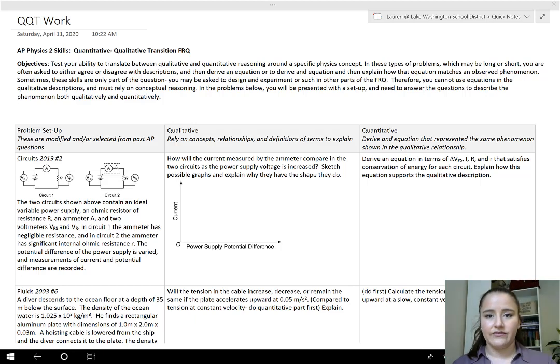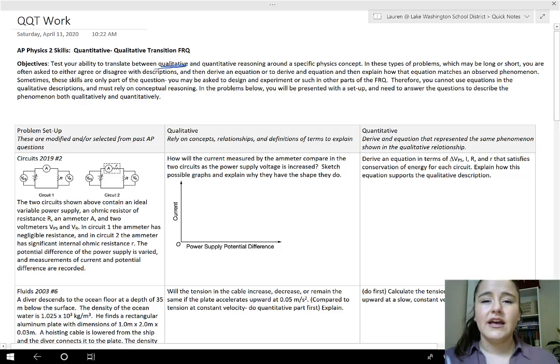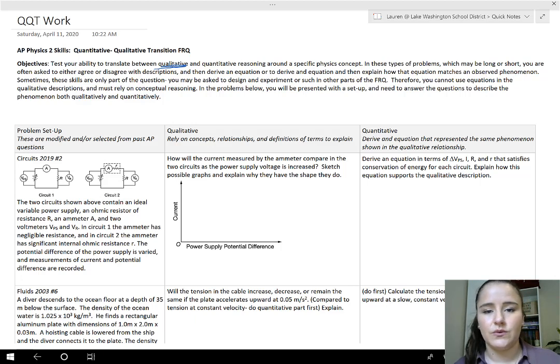They always have three key parts. The qualitative part, okay? In this part of the question, it's going to ask you to relate quantities. It might ask you to agree or disagree with a presented explanation, but something that doesn't rely on any calculations or equations, something qualitatively that you can explain through concepts.